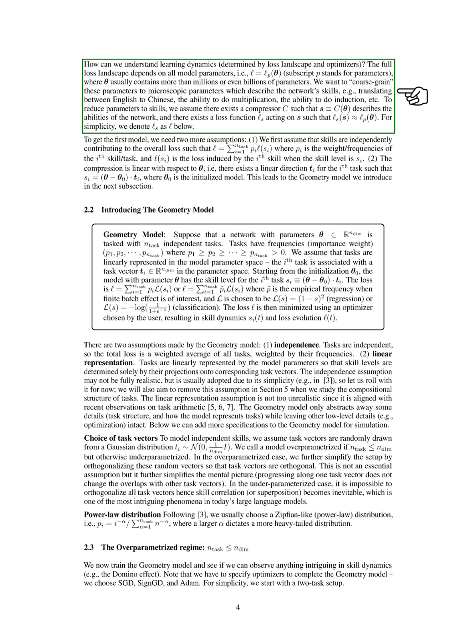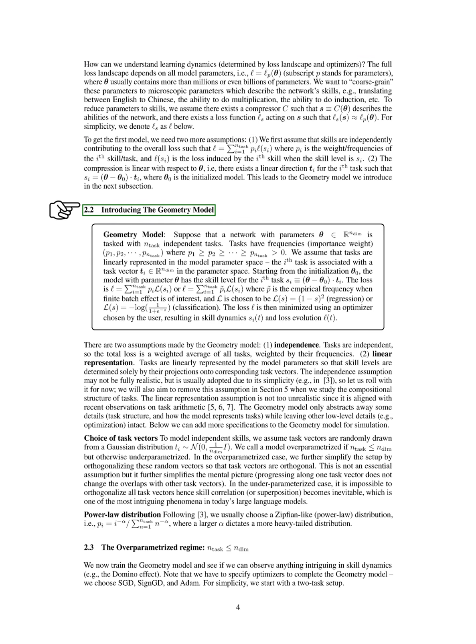Section: Introducing the geometry model. In this section, we introduce the geometry model, which focuses on skill dynamics and loss evolution. We make two key assumptions. First, that tasks are independent, meaning the total loss is an average based on how often each task occurs. Second, we assume a linear representation of tasks, where skill levels depend on their alignment with specific task vectors.